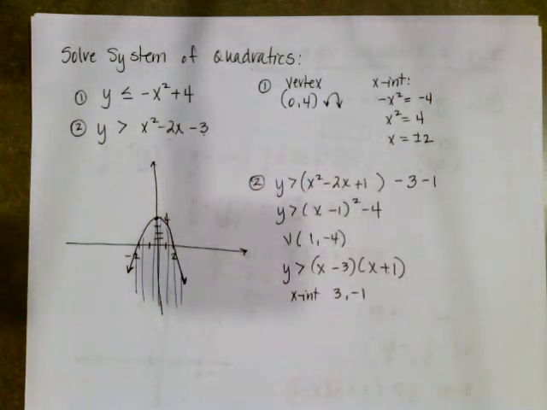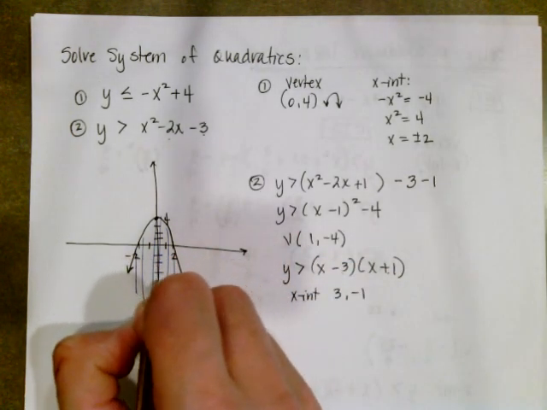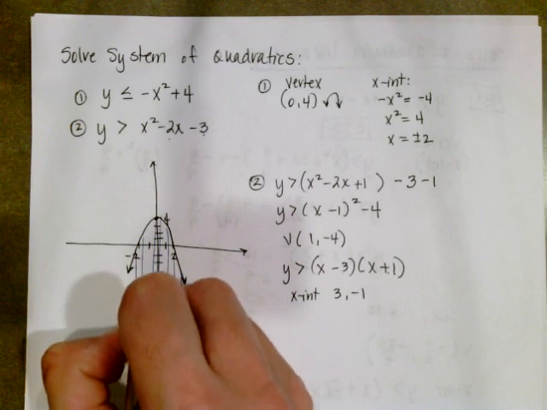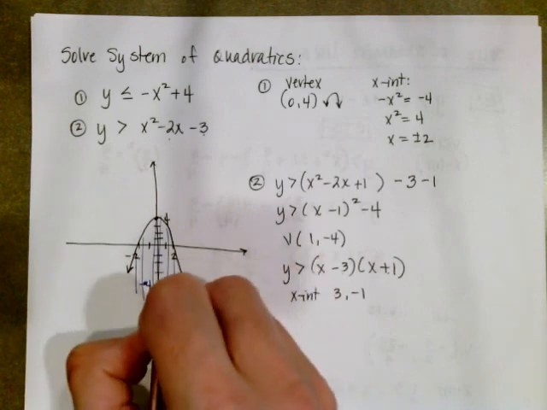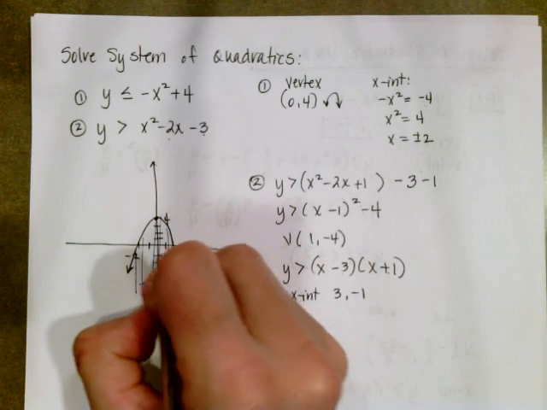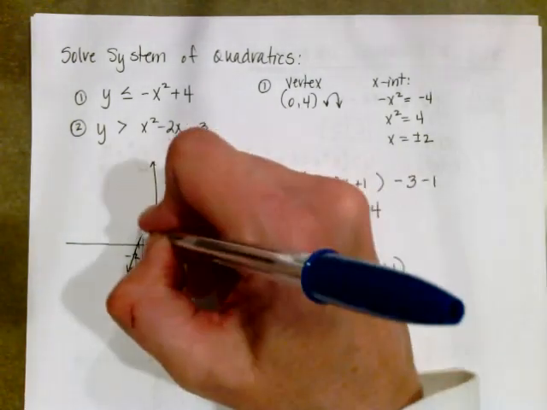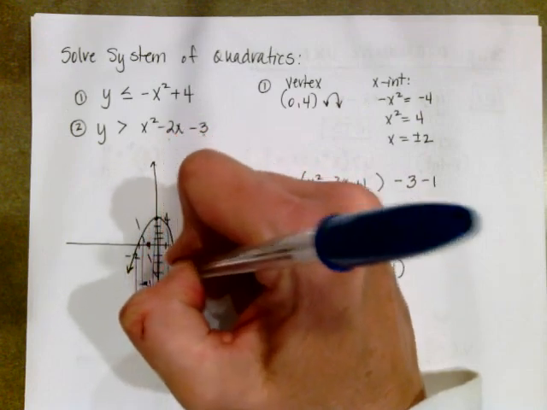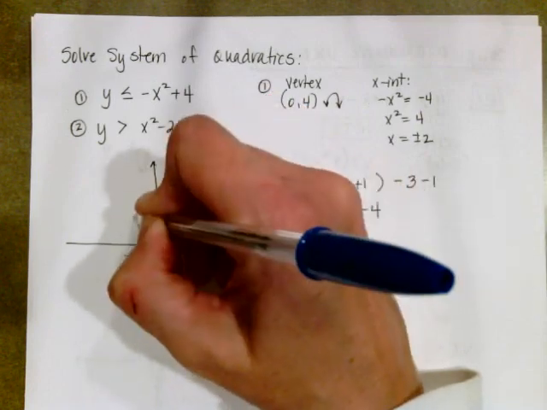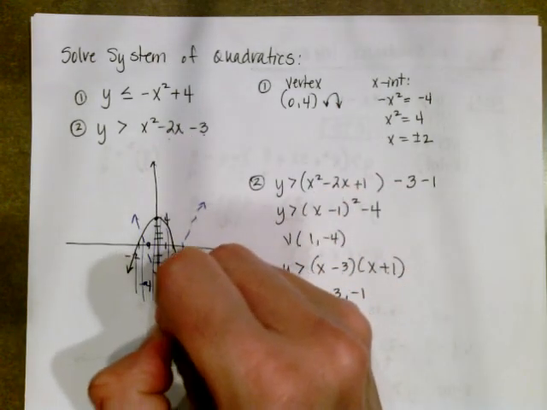Okay, now I'm going to do the second equation. My vertex was 1, negative 4, so 1, 2, 3, 4. So there's my negative 4. There's my vertex. Oops, sorry, wrong side. There's my vertex. Okay, and then my x-intercepts this time are at 3 and a negative 1. This time it says greater than, not equal to, so my parabola is dashed. And this one says greater than, so I'm going to shade up.